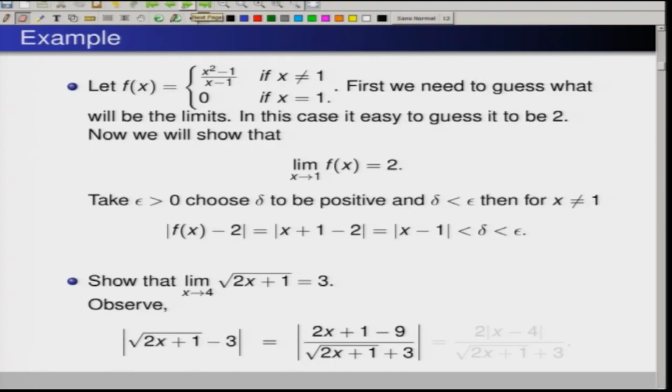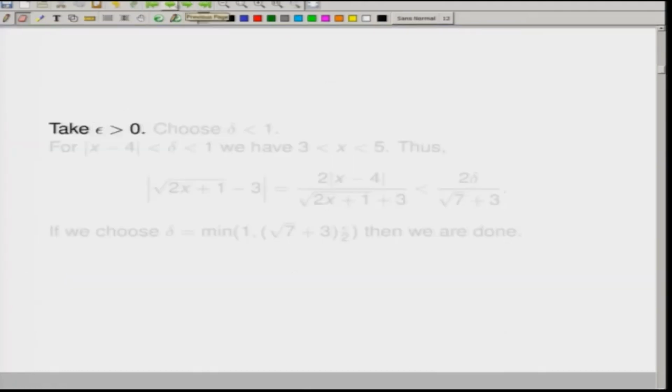Now, this is (2x + 1 − 9) / (√(2x+1) + 3). Simple arithmetic will tell us that this is 2|x − 4| / (√(2x+1) + 3).